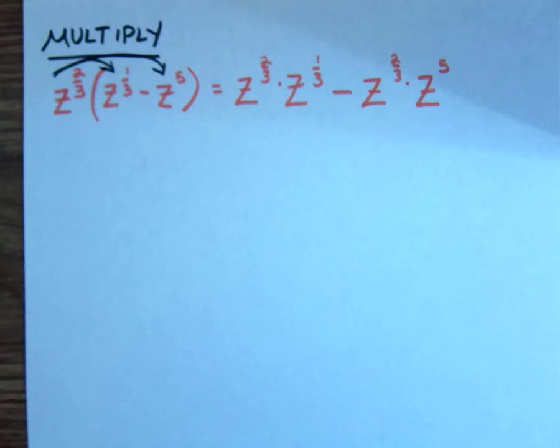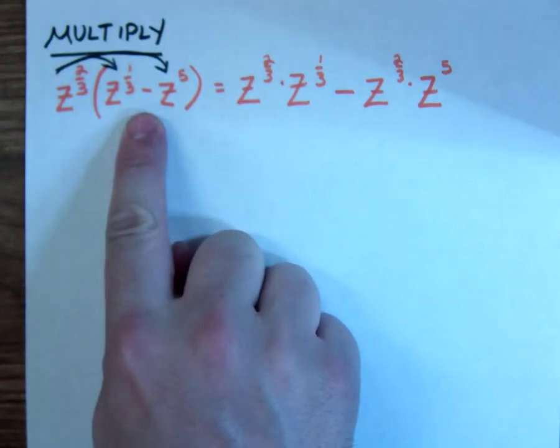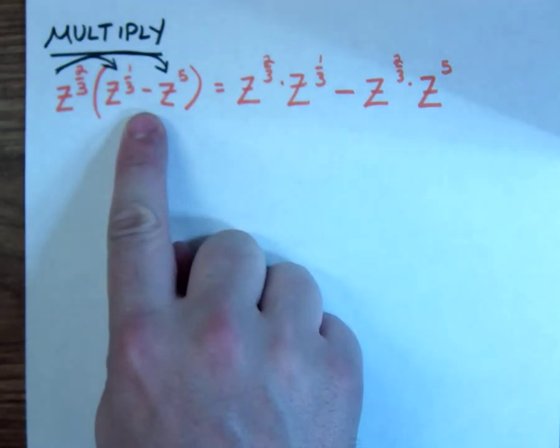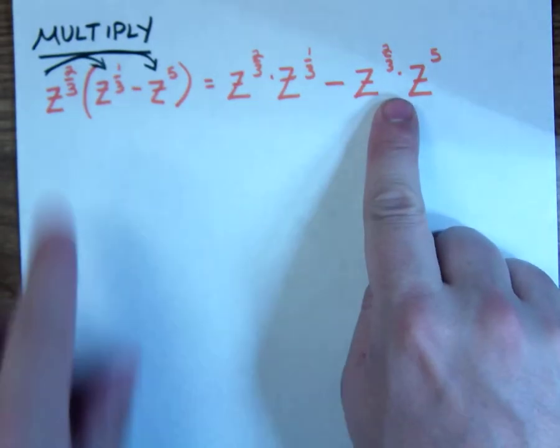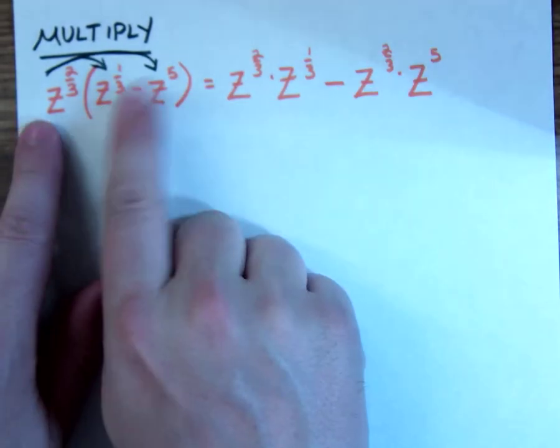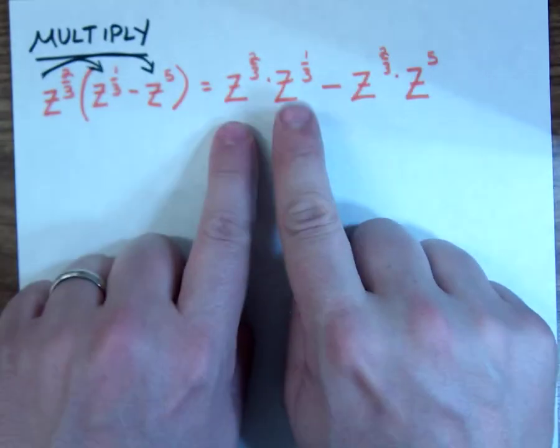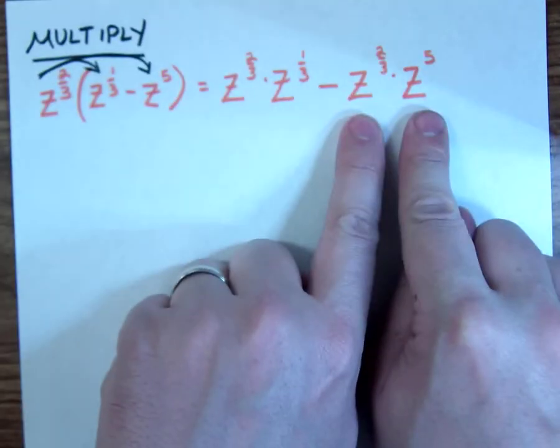Wait, why is it minus z to the 2? Because minus sign right here. I thought it was a 5. You thought what? Wouldn't it be z to the 5th that had a negative in front of it? It's multiplication, so it is. I did 2/3 times 1/3 and then 2/3 times 5. So here's 2/3 times 1/3 and here's 2/3 times 5.